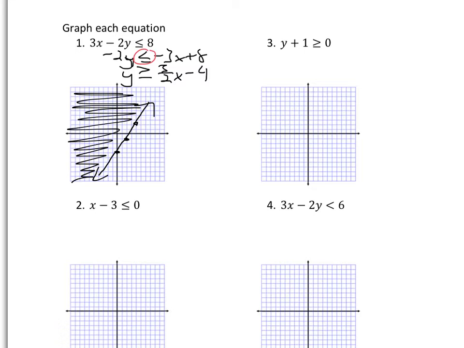Alright, so number 3, we've got y plus 1 is greater than or equal to 0, so just subtract that 1 over. Alright, and I've got y is greater than or equal to negative 1. Alright, so for this, graph it like y equals negative 1. Remember that y equals graphs are horizontal, so at negative 1. Alright, once again, a solid line because it's greater than or equal to, and shade above the line again. So it looks just like that.